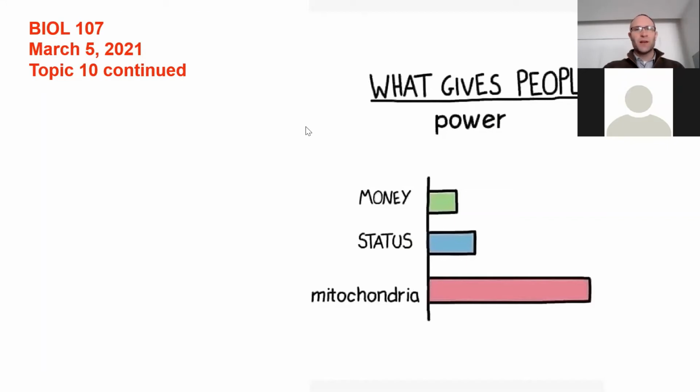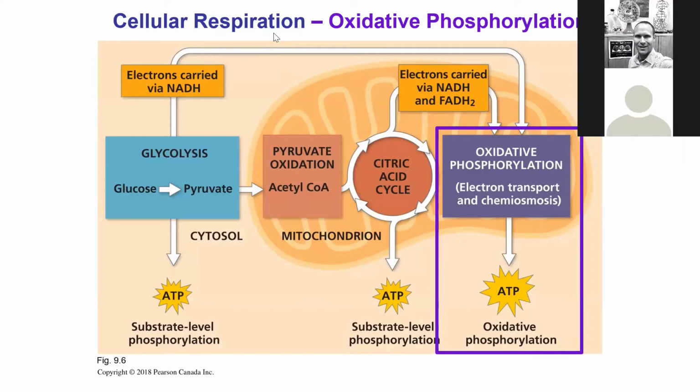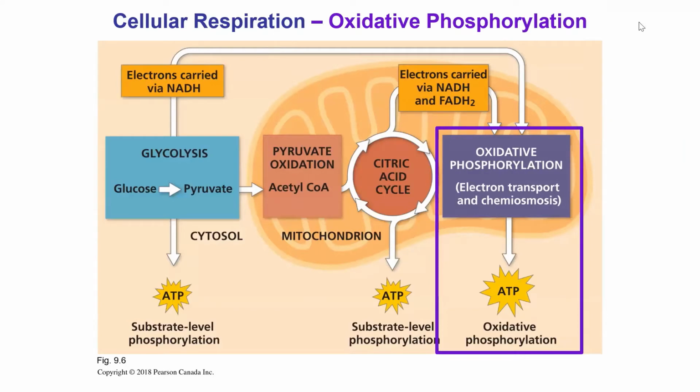So topic 10, we are back to talking about respiration. If you remember last day, we had talked about the first three components of this. We talked about glycolysis, pyruvate oxidation, and the citric acid cycle. At that point, we had made 2 ATP in glycolysis, and we made 2 ATP in the citric acid cycle. And that was it. Only 4 ATP so far.